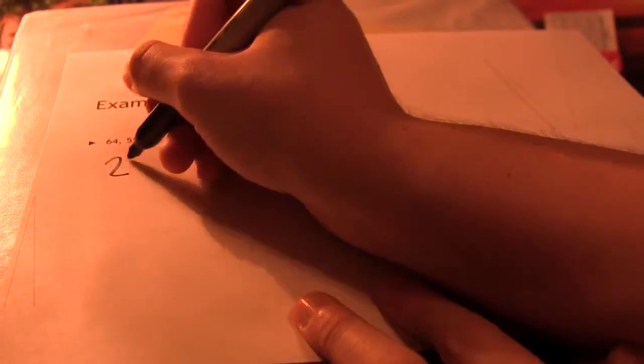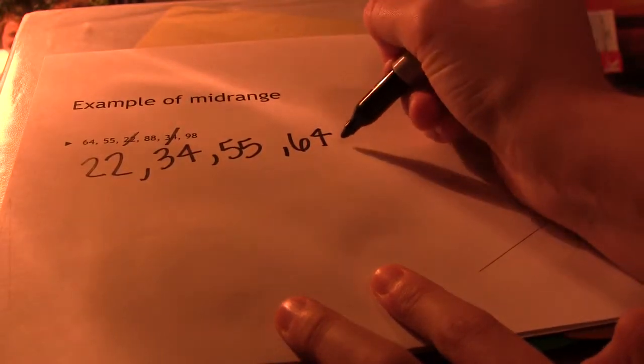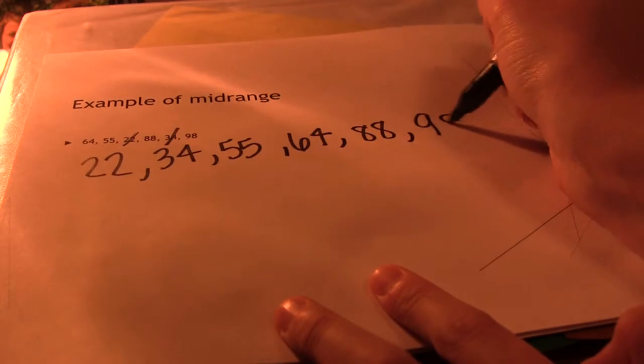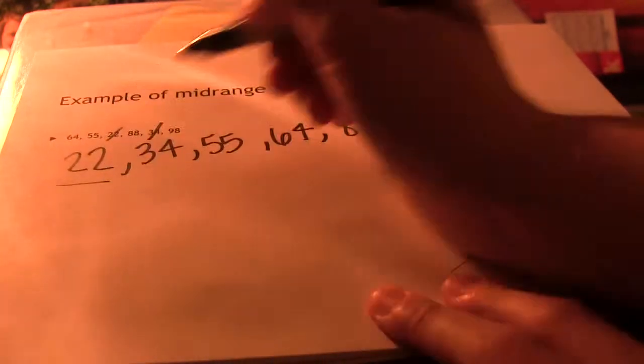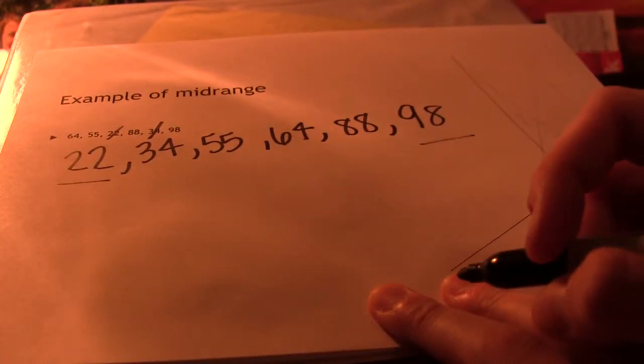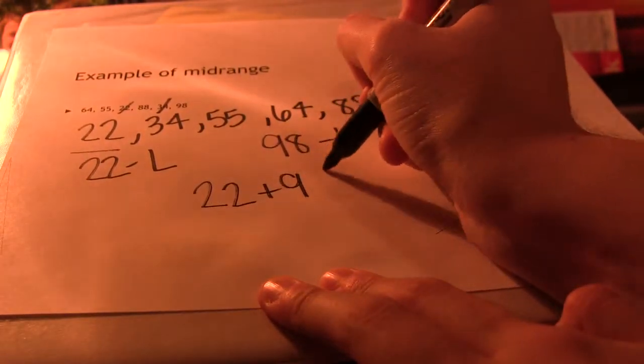An example of finding the mid-range, I'll write these numbers larger. These numbers don't have to be in greatest to least order, but it may be beneficial if you do. Okay, as you can see the data, you have 22 being the lowest number and 98 being the highest. So 22 is our low and 98 is our high. So we average 22 and 98 together.